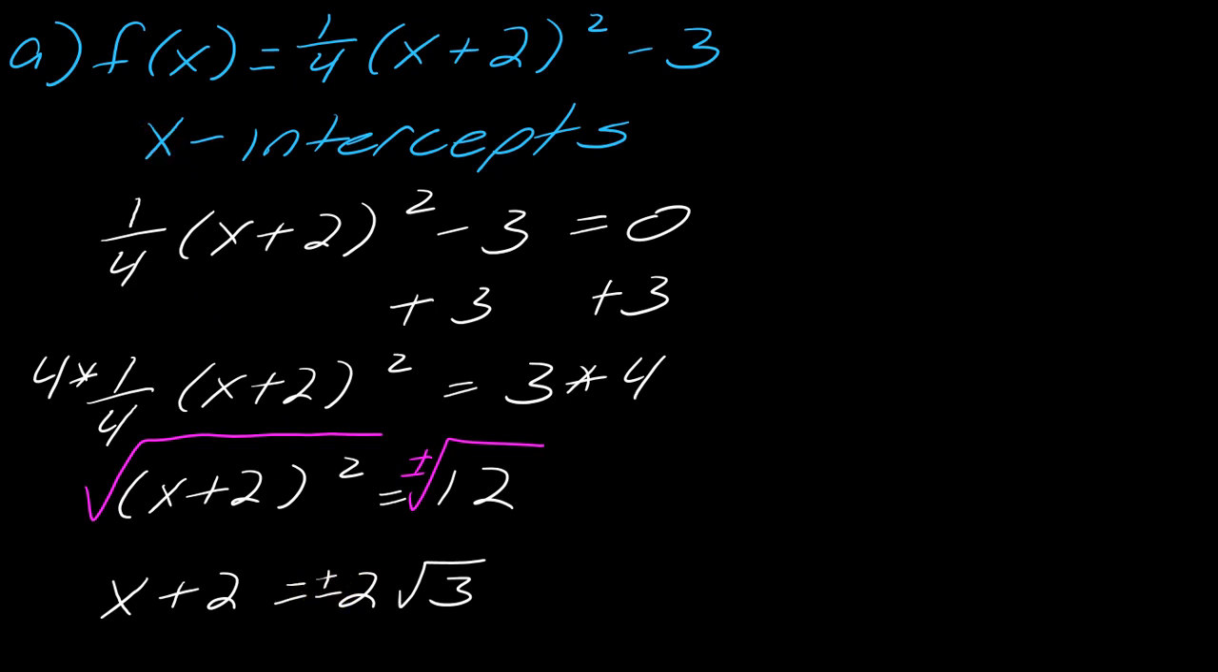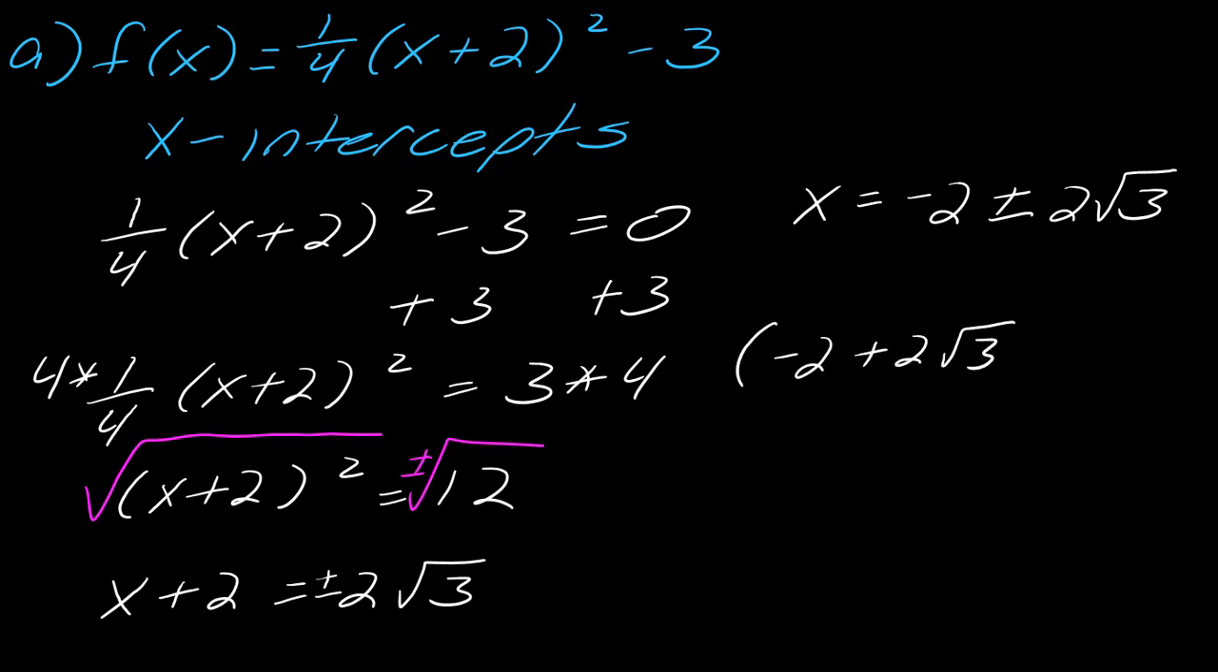And so then to really solve this, I would just subtract 2. So I would get x equals negative 2 plus or minus 2 times the square root of 3. And there's nothing else you can really do with this, right? So I can break this up into 2 different coordinates like this. So my 2 different x-intercepts. But not square root of 0, square root of 3, my bad. So those would be my 2 x-intercepts. They're going to be some weird decimal. That's okay. Sometimes that happens. Not everything's going to work out as whole numbers.